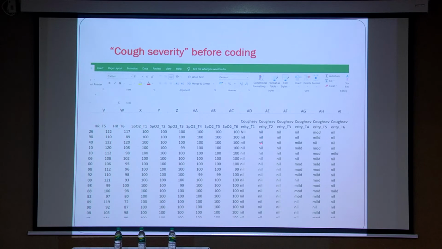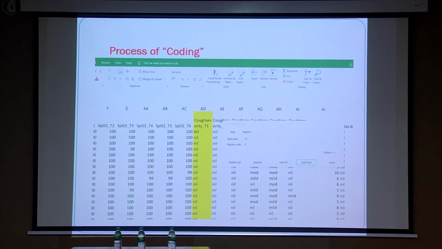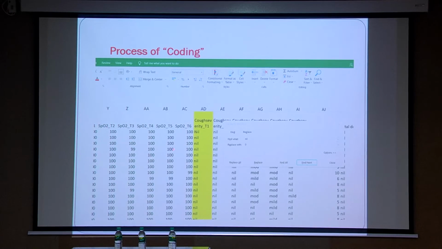COP severity here is shown as nil, nil, mild, moderate. Now I want to change these responses into scores. So how do I do this? This is an Excel sheet. I choose the column. Suppose in this column I want to replace these responses with codes.